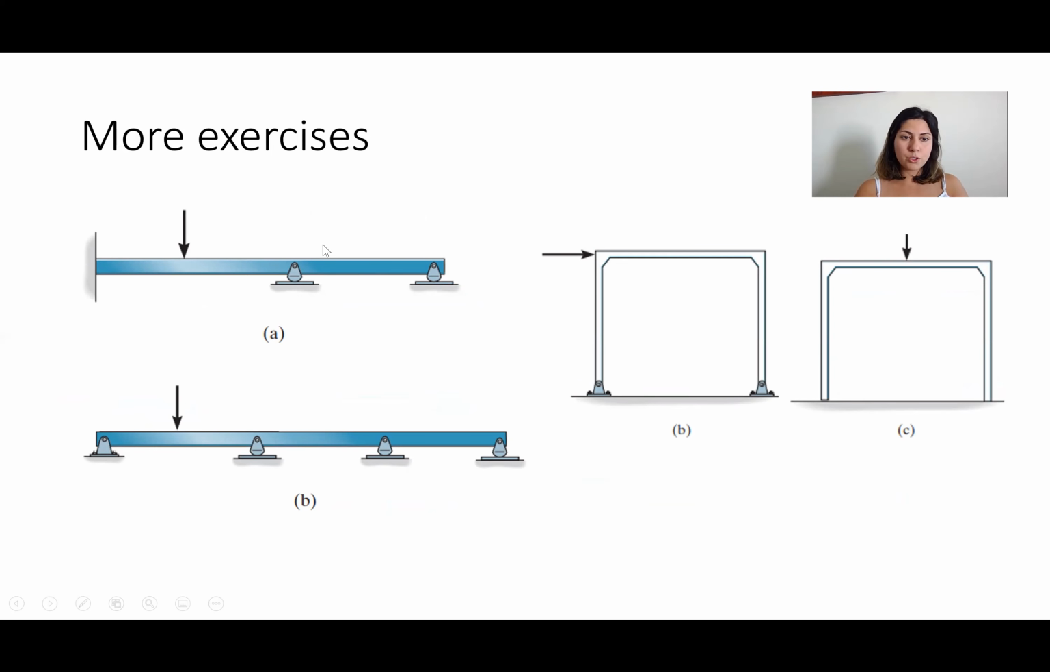Now we want to draw the deformed shape of these two beams as well as these two frames. In here we have pin and pin. Here these two are fixed. Both are fixed. So you have no rotation and no displacement in these two supports. But here you can rotate the member, but you cannot move it, okay?